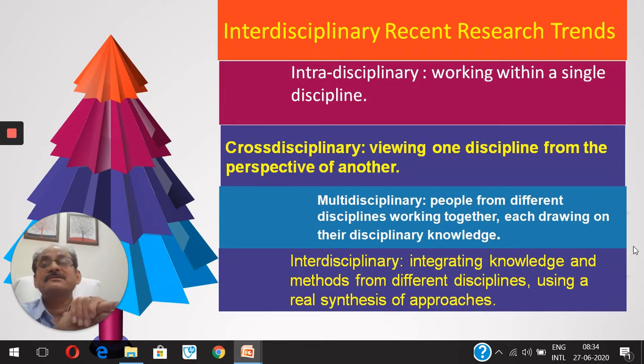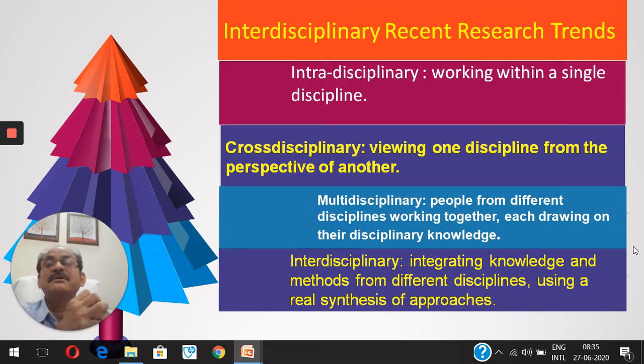Before that, I will elaborate some definitions, because interdisciplinary is connected to a number of definitions and areas. For example, interdisciplinary is related to intradisciplinary, cross-disciplinary, multidisciplinary, and transdisciplinary. There are several definitions and each and every one is interconnected.